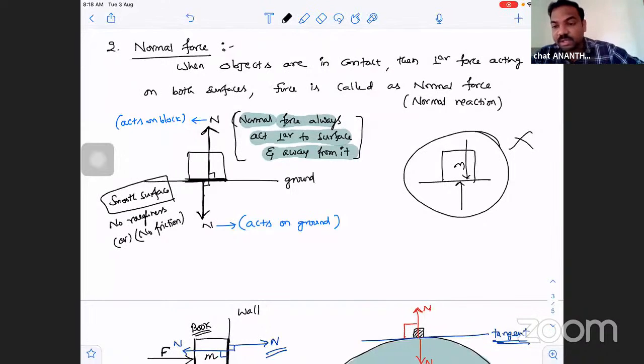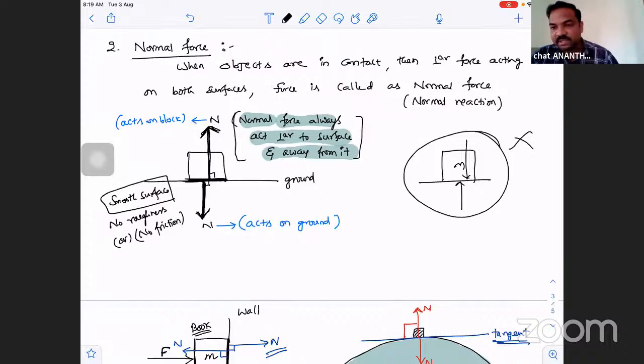How will the normal force act? Perpendicular to the contact surface and away from the object or away from the surface. That's why I drew the arrow away from the surface. This is the normal force acting on the ground, and this is the normal force acting on the block. Most of the time we don't take the forces acting on the ground because the ground does not move. We are interested only in objects, but on the ground also forces will act.